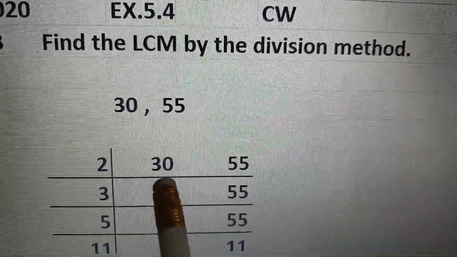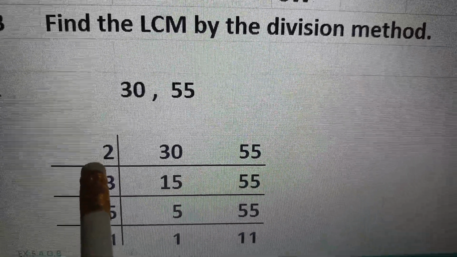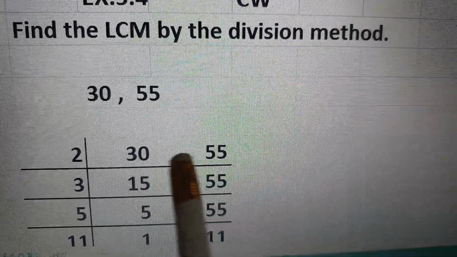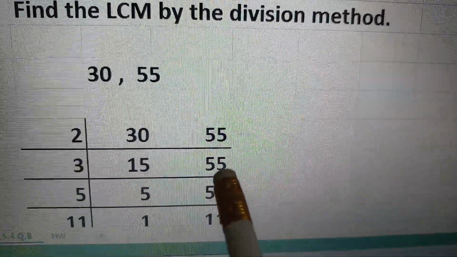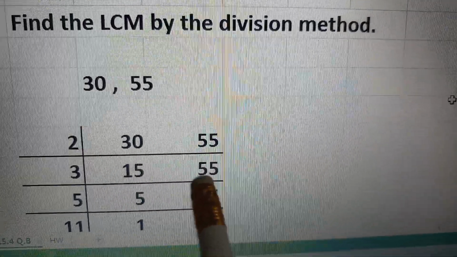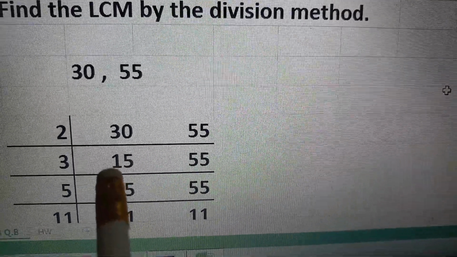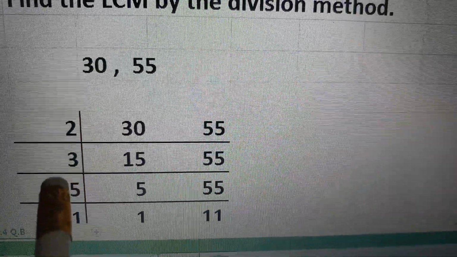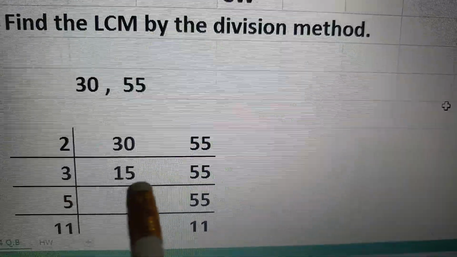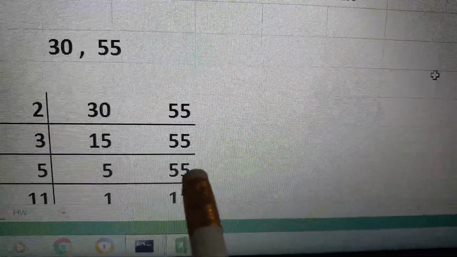As 30 is an even number, it can be divided by 2, so we'll write 15 as the quotient here. 55 is an odd number and cannot be divided by 2, so we'll bring down 55 as it is. Both are odd numbers, so they cannot be divided by 2. We'll take the next prime number, that is 3. 3 5 the 15, and 55 is not divisible by 3, so we'll bring down 55 as it is.